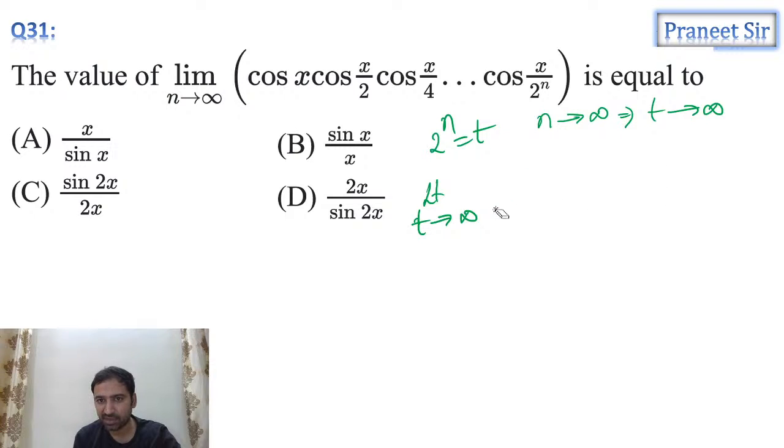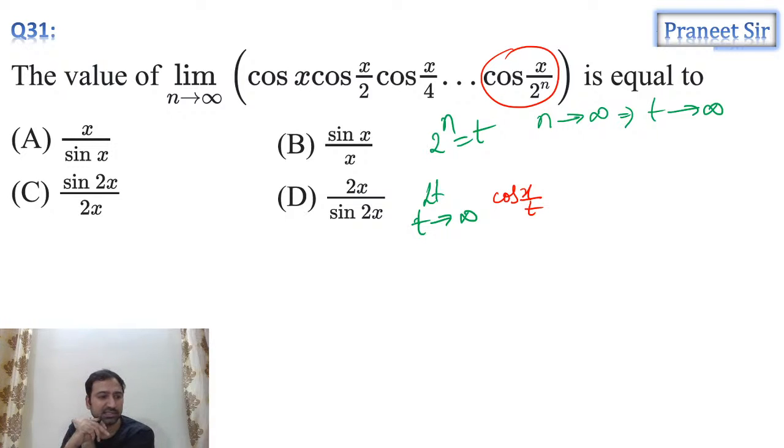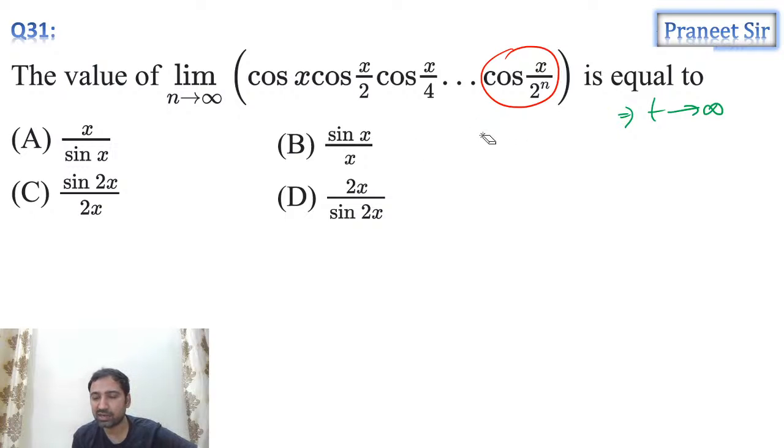Why? Because the last term, can I write it in terms of t? Can I write it as cos x by t? Yeah, that's what we're getting, but this is not what I wanted to take, guys. I want to take 1 by 2 power n as t. So let me correct it. I want to take 1 by 2 power n as t.